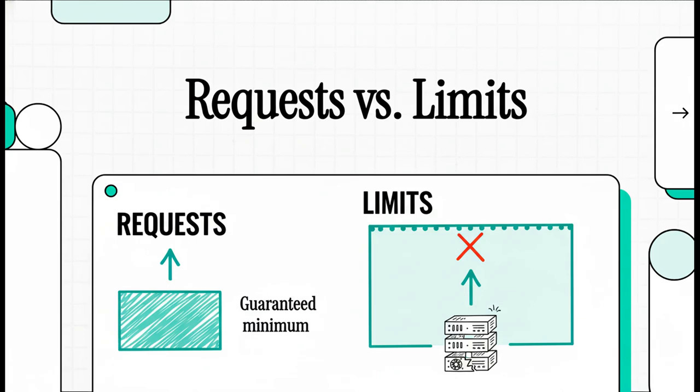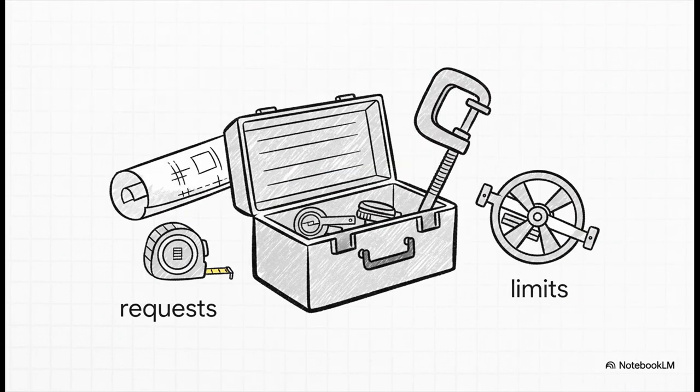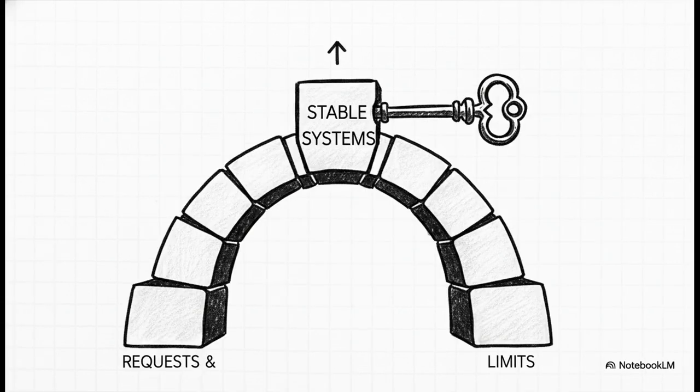Okay, let's get into a really critical Kubernetes concept, requests versus limits. Yeah, how do you stop one greedy app from crashing everything? It's a classic problem. Well, Kubernetes gives you two super powerful settings to fix this: requests and limits. And trust me, getting these right is absolutely key for stable systems in production.